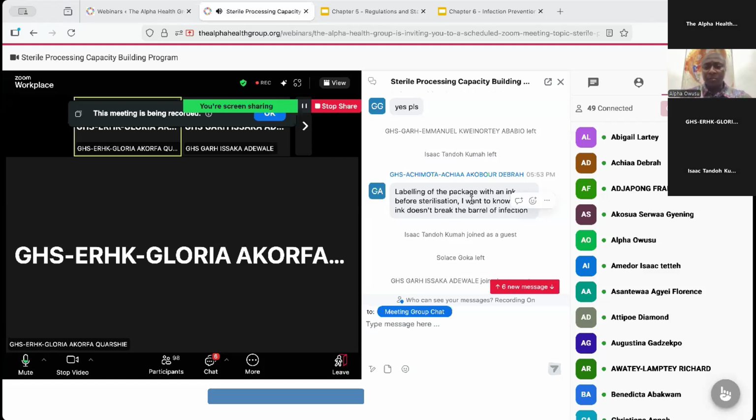Yeah, labeling of packages with ink. That is no. Do not label a pack with ink. If you sterilize it, don't forget.